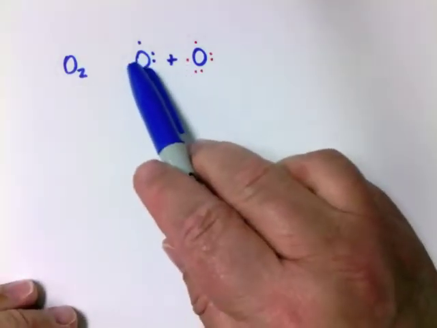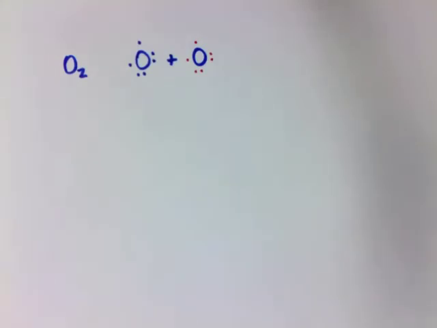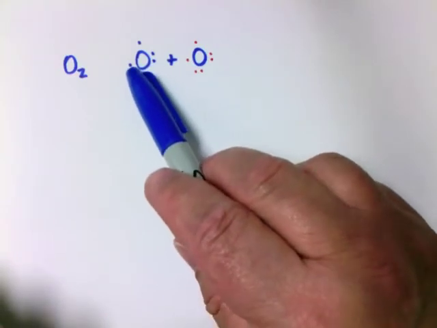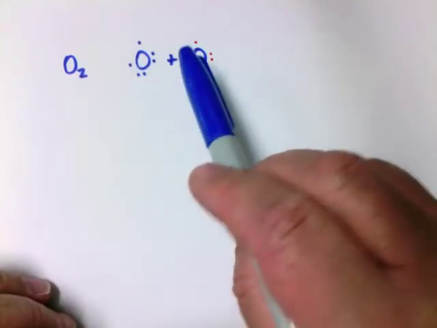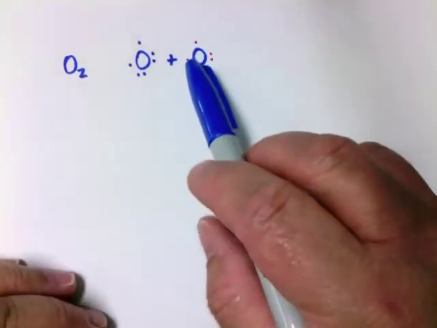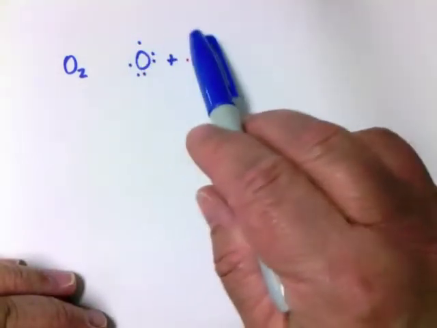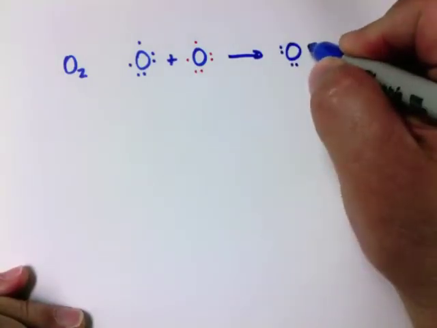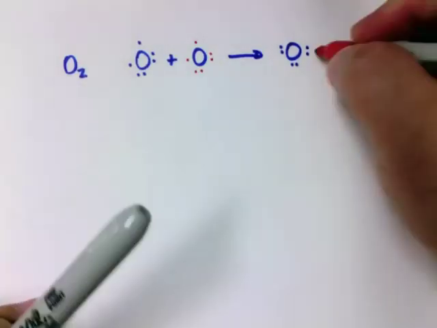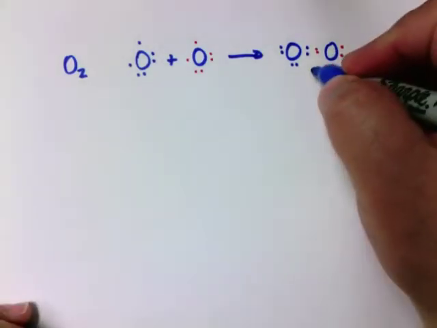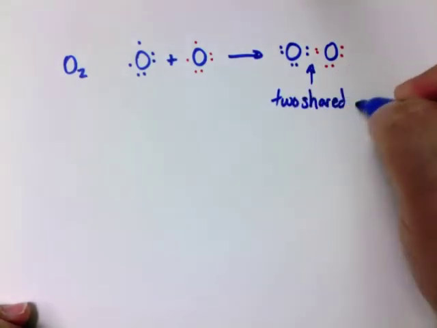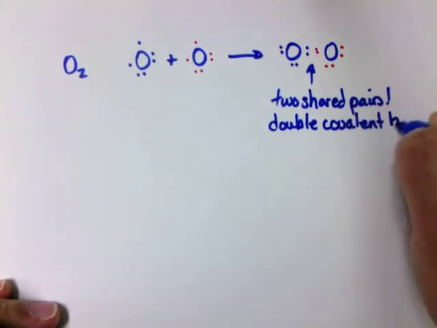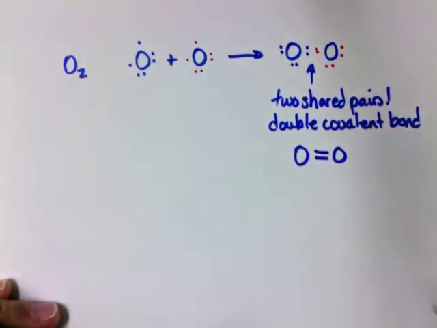Once again, losing an electron would actually drive it further away from a stable situation, and so it's more likely to share electrons with another nonmetal. In this case, each of the unpaired electrons is going to be shared with the other oxygen to produce a situation where you have this. And now we have here in the middle 2 shared pairs. That's referred to as a double covalent bond, and it's represented by a double line.